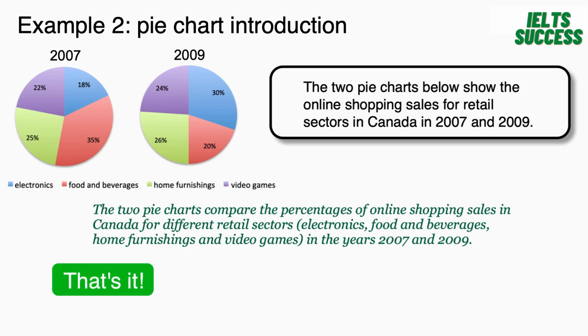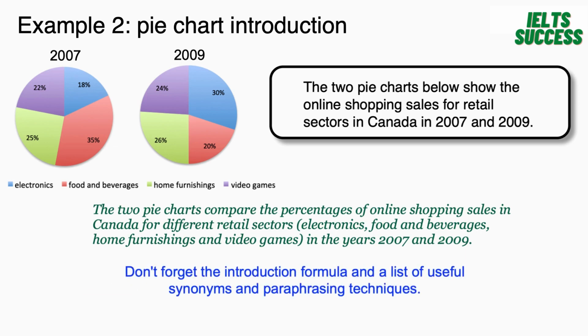That's it! I hope that now you have a better sense of how to write a Band 9 introduction for your IELTS Writing Task 1. Don't forget the introduction formula and the list of useful synonyms and paraphrasing techniques. Here's a link to a text lesson for this tutorial. Feel free to check it.